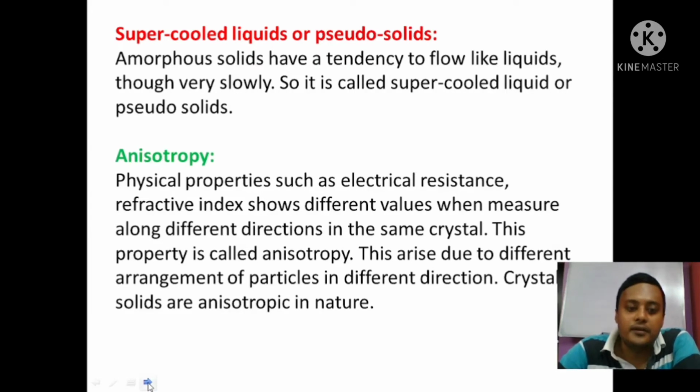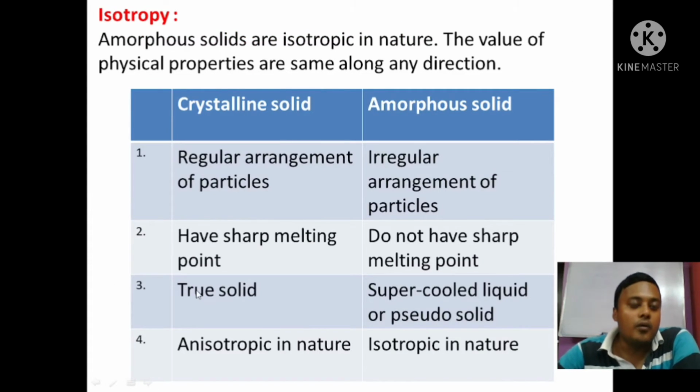Next one, anisotropy. Physical properties such as electrical resistance and refractive index show different values when measured along different directions of the same crystal. That is called anisotropy. What is the reason behind anisotropy? Different directions have different numbers of particles. That's why they have different physical properties. Crystalline solids are anisotropic in nature. Now isotropy: in all directions they have the same physical property, and amorphous solids are isotropic in nature.